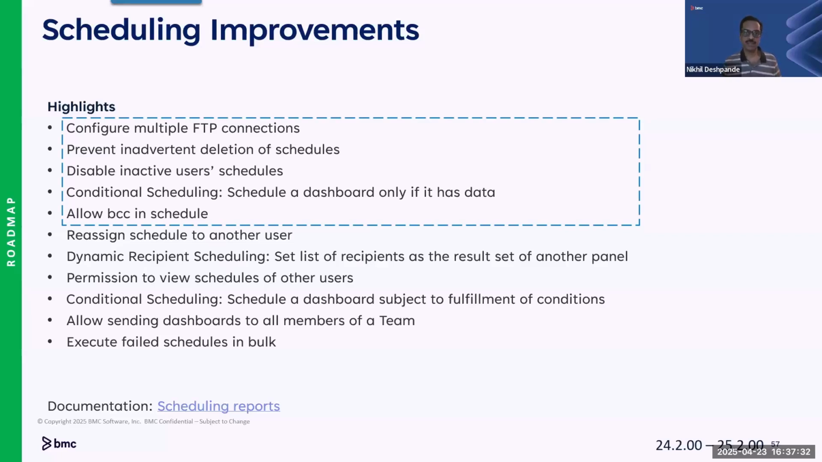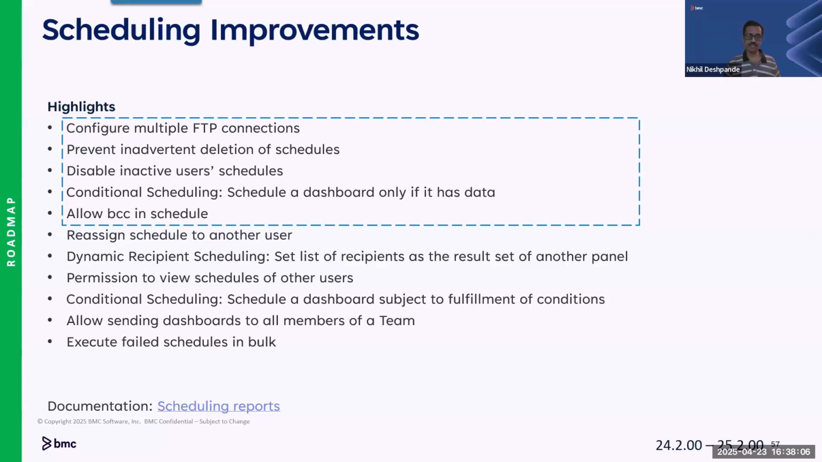Conditional scheduling has been implemented in such a way that a dashboard schedule is executed only if it has data. So you will not have a situation where someone receives a scheduled report and the report is blank. We also have started allowing blind copying in schedules, because for certain recipients, you may not want everyone to know that a certain recipient is also receiving that report. So you can include them in BCC so that they get hidden.